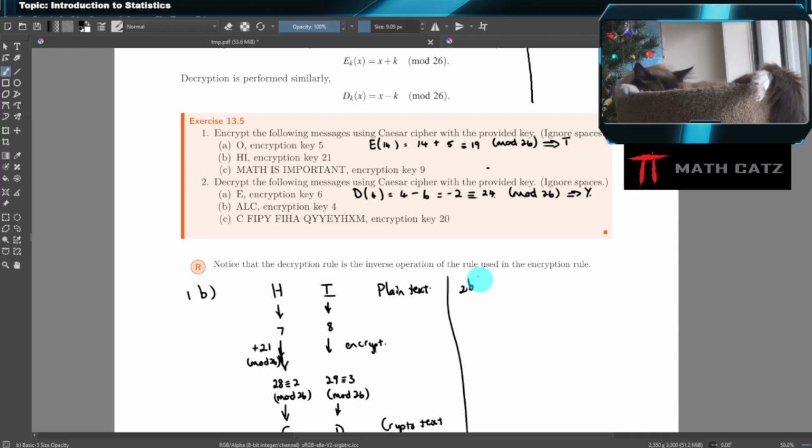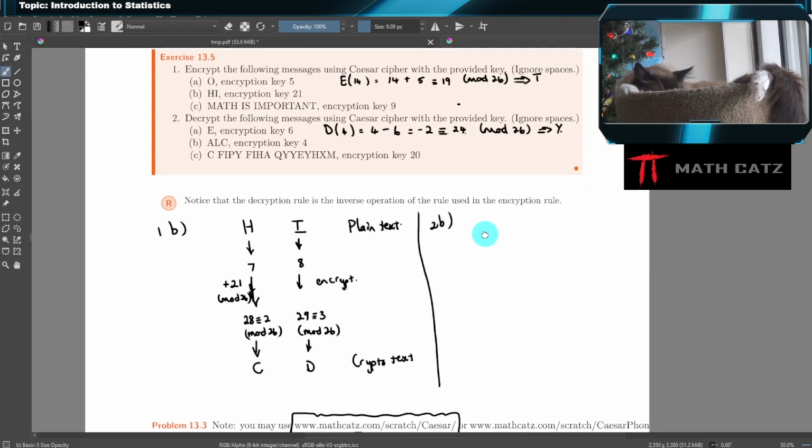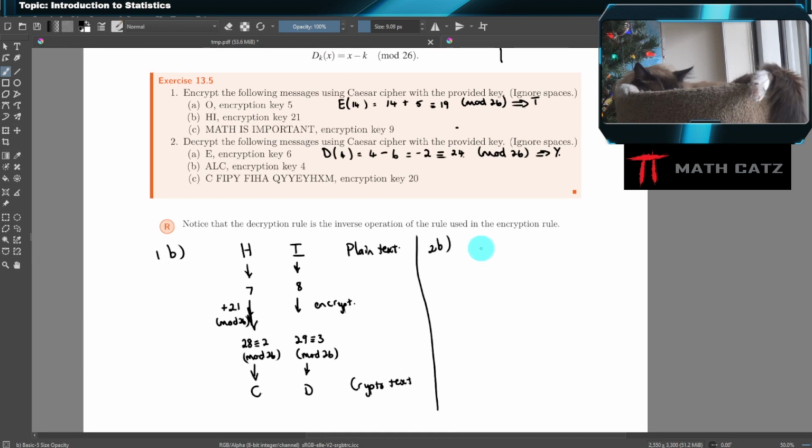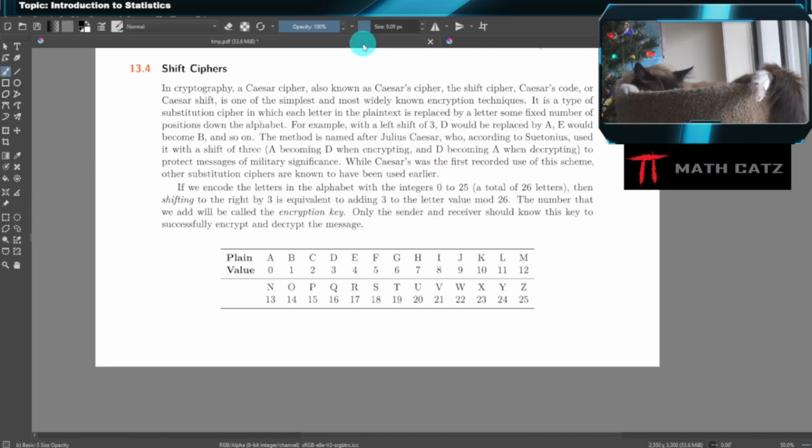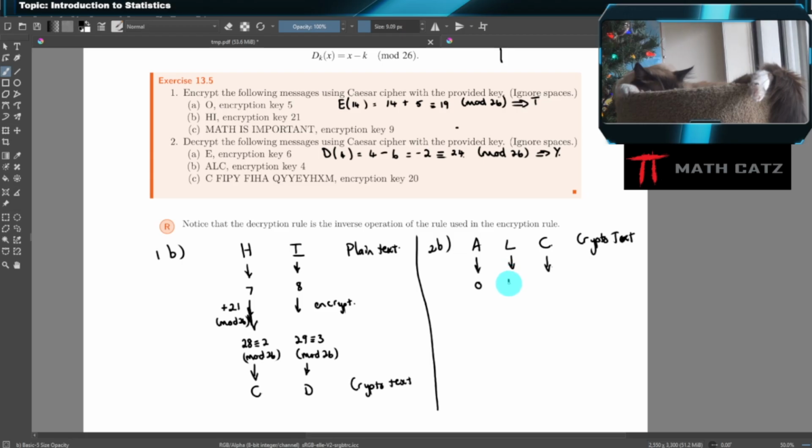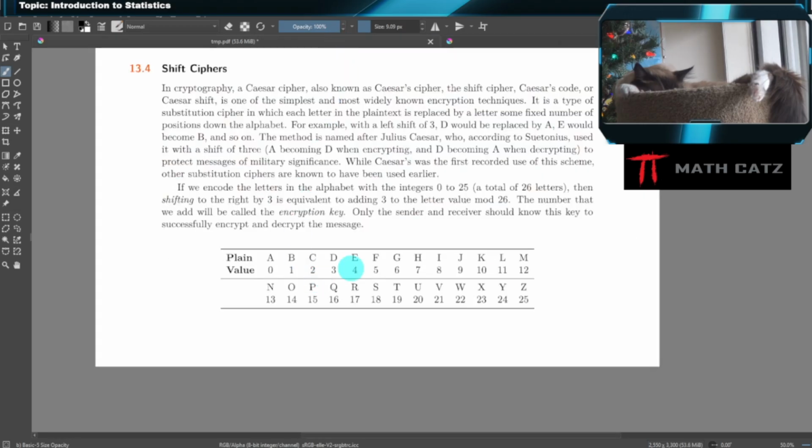Let's do a 2B over here. We have some space over here where we have A, L, and C as our cryptotext or encrypted text. That's what we are receiving. We're the receiver. So we now have to go backwards. First, let's see. Well, A is, of course, 0 because it's the first letter. And L was the next one. L is 11. C, well, C is, of course, 2.